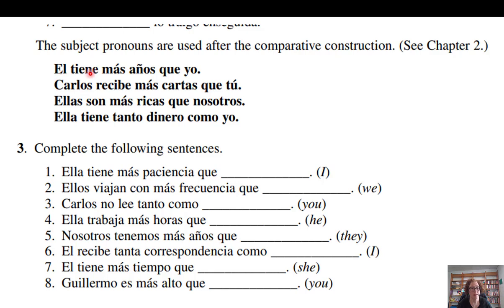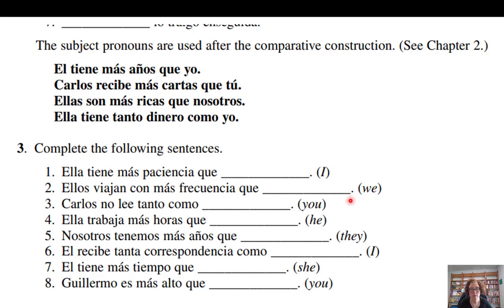So we say él tiene más años que yo. He's older than me. We say "than I" always, and I know that's proper English, but you don't tend to use it. So we always use that second part of a comparison with one of these guys. Carlos recibe más cartas que tú, ellas son más ricas que nosotros, ella tiene tanto dinero como yo. So in all this, we would have to fill this in with the pronoun in question. So ella tiene más paciencia que yo, ellos viajan con más frecuencia que nosotros o nosotras, that one has gender.